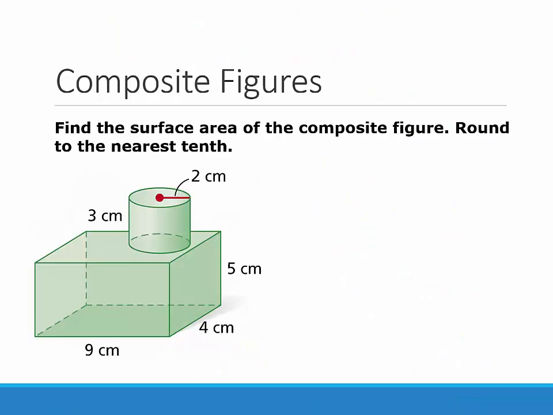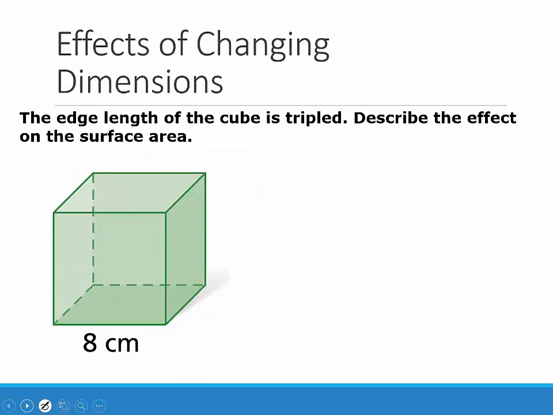As I'm sure you guessed, I'm leaving this one to you. Try your best to figure out what this surface area is. Last thing we've got to talk about is the effects of changing dimensions. The edge length of a cube is tripled. Describe the effect on the surface area.